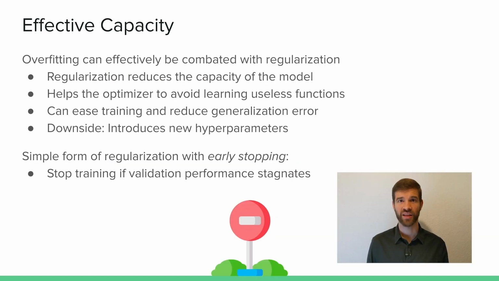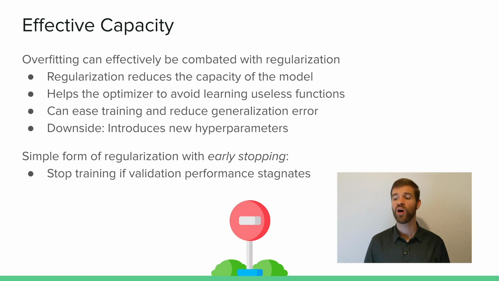The effective capacity that we're actually having in our network can be adjusted by several things. So when we perform regularization, we're reducing the capacity of the model, which can help the optimizer to avoid learning useless functions, and it can ease training and ultimately reduce the generalization error, which is what we want. We want to have a generalization error that is as low as possible. The downside: if we introduce regularization, we are introducing new hyperparameters. And as soon as we introduce new hyperparameters, well, we have to do more work.